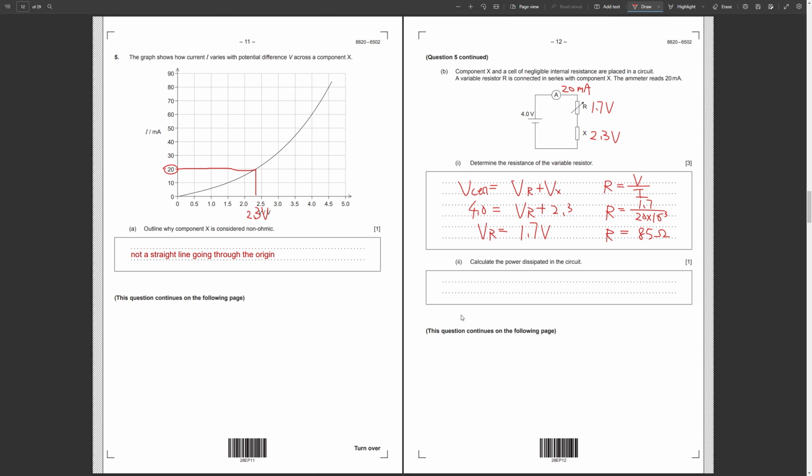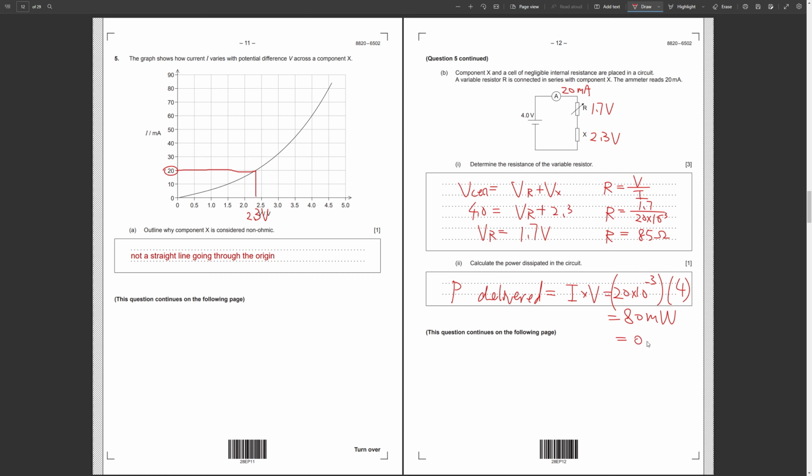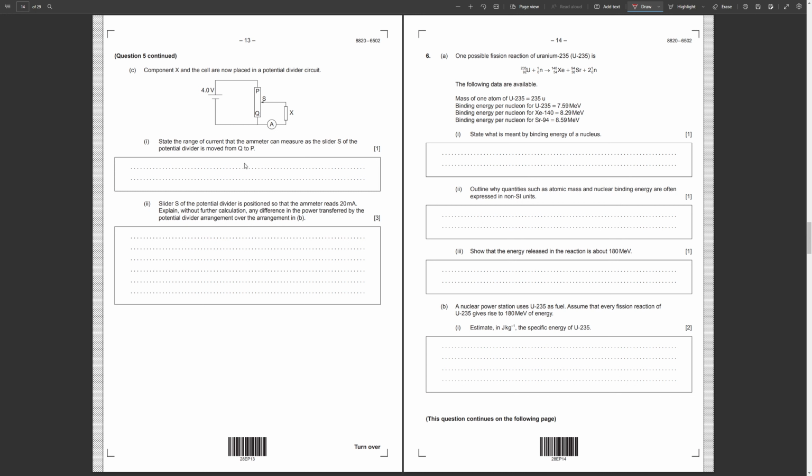Question part 2. The total power dissipated in the whole circuit. Because of conservation of energy, it should be the same as the total power delivered. Total power delivered by the power supply is P equals IV, its current times its potential difference. Current is 20 milli. Voltage is 4. And the answer is 80 milliwatts. Or you can do 0.080 watts.